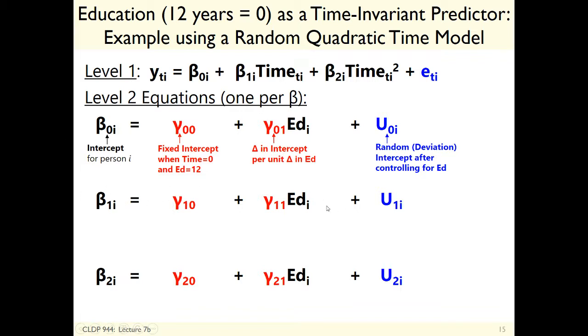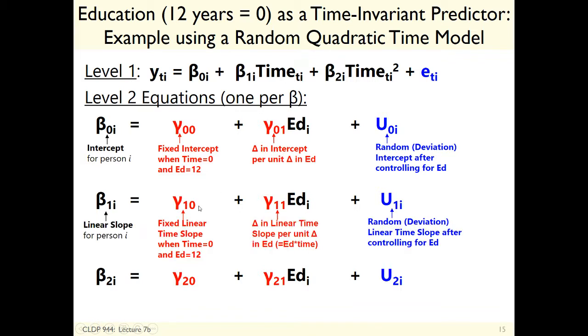And we get to do the same thing for the random slopes. So beta 1i is how each person gets their linear time slope. It starts off with this one right here. So this is my fixed linear time slope. This is the instantaneous linear rate of change when time is 0. And because education is now predicting it, it's also specific to a high school graduate.